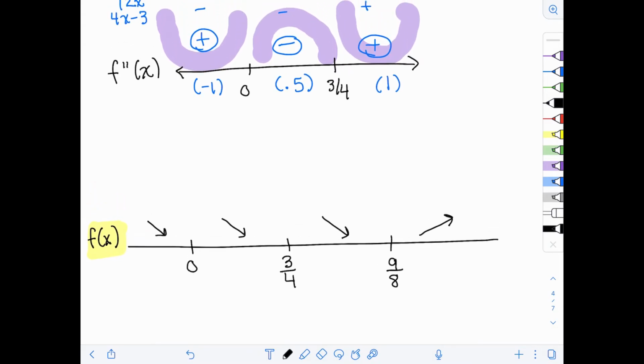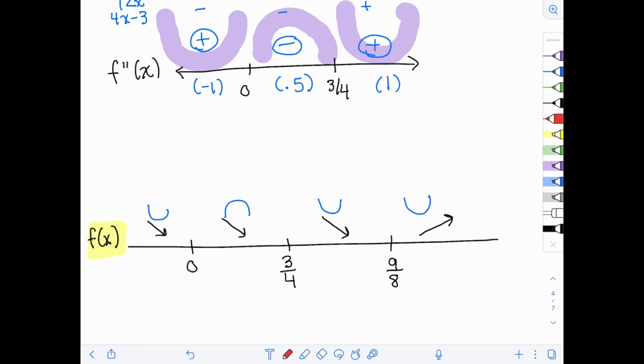And I'm going to do the same thing looking at concavity. So let's see, it's concave up less than 0, so that's going to be right here. It's concave down between 0 and 3/4, so I'm going to put a concave down symbol, and then it's concave up after that. So concave up, concave up.